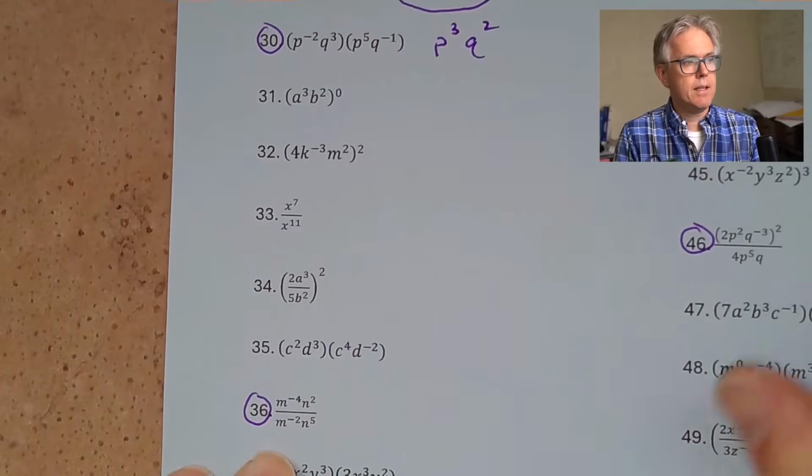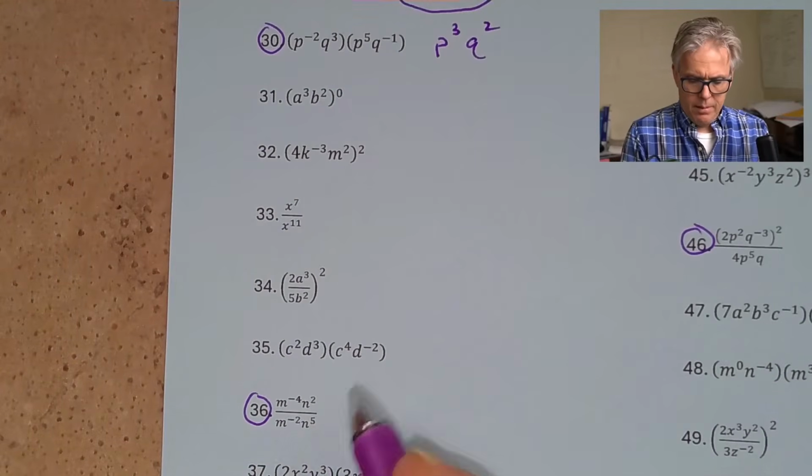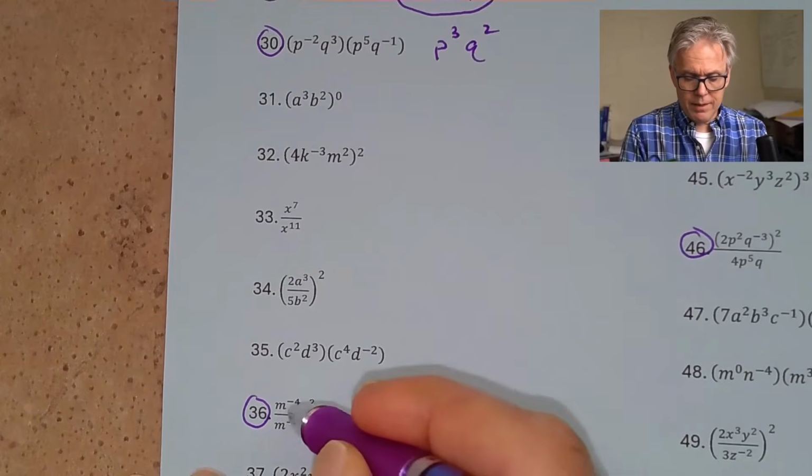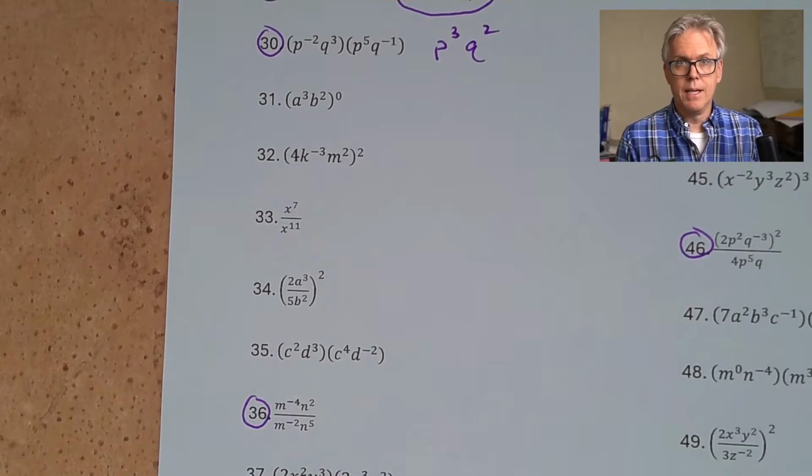What about 36? This one's also a little tricky. You've got to be careful with your signs. Now, one recommendation is to go ahead and change everything to positives before you begin subtracting. It's certainly up to you.